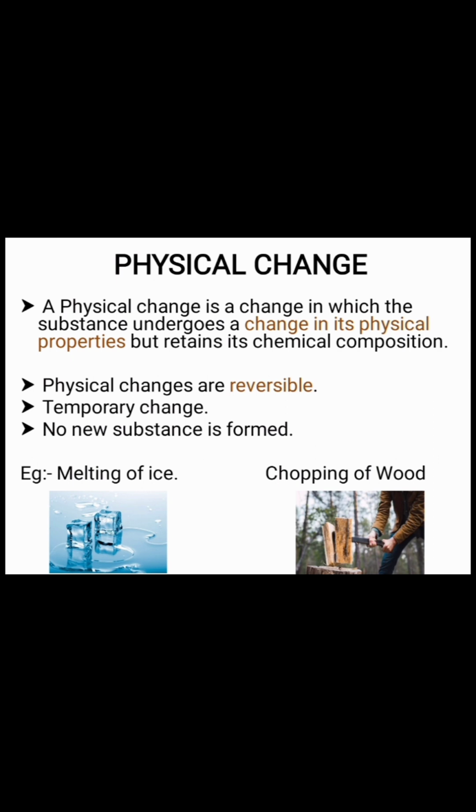Moving on to the properties, physical changes are reversible. We can reverse it back to the original position or shape. It is a so-called temporary change. And in this process, no new substance is formed. Looking at the examples: melting of ice and chopping of wood.